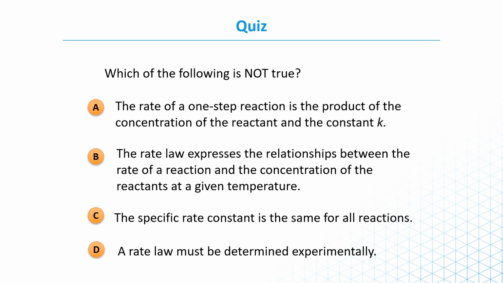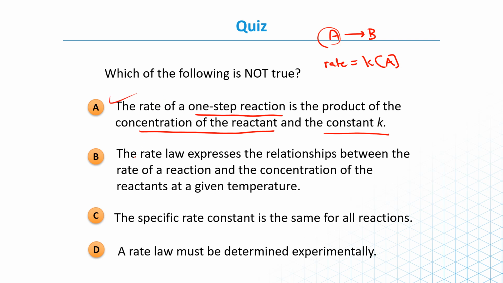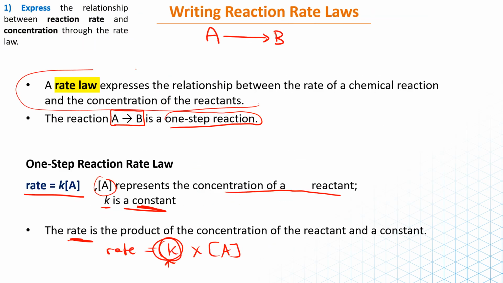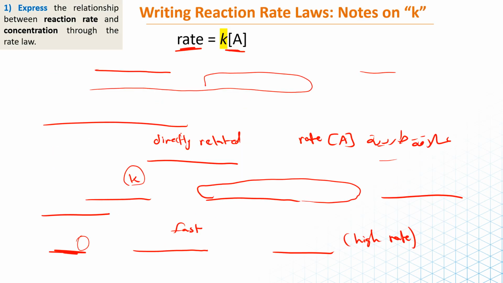Which of the following is not true? So the rate of one step reaction is the product of the concentration of the reactant and the constant K. So for the one step reaction, A gives me B, the rate equation was K times concentration of A. اللي هو الرياكتنت المتفاعل. So this is true. The rate law expresses the relationships between the rate of the reaction and the concentration of the reactant at a given temperature. Yes, we saw it in the definition here, guys. Okay? So this is also true.